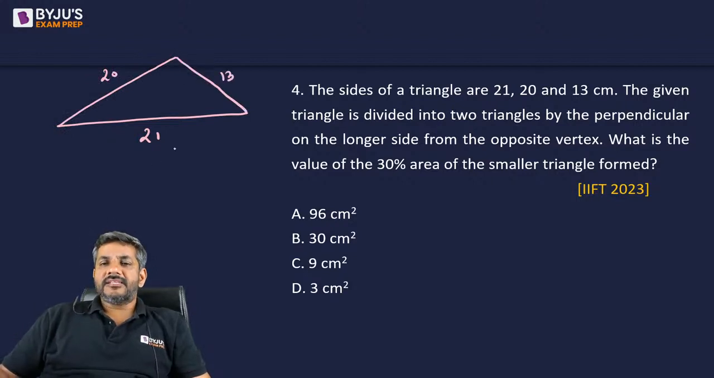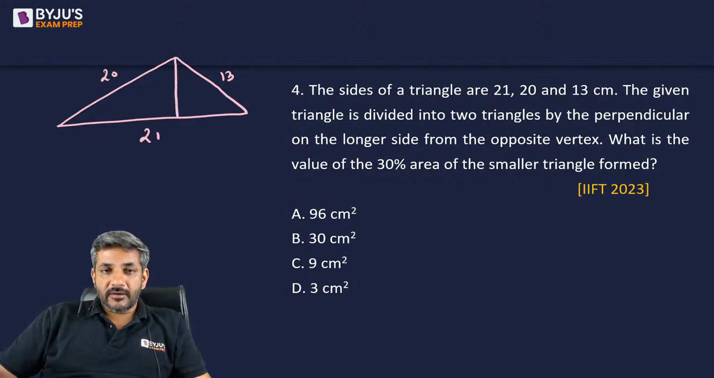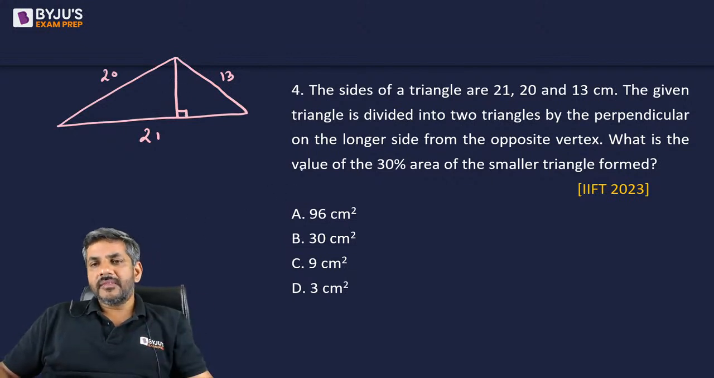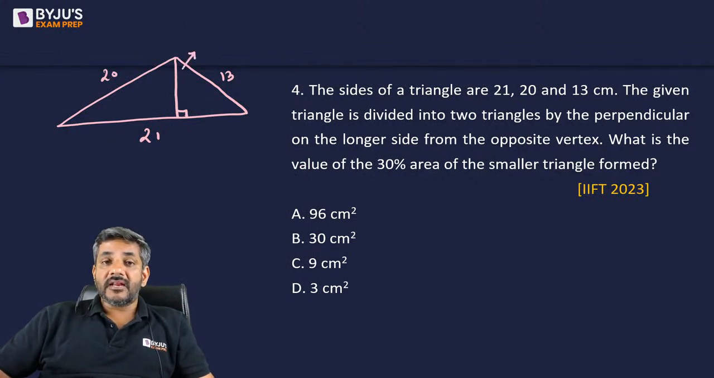He says on the longer side, a perpendicular has been dropped. So let's drop a perpendicular on the longer side. Of course, it is divided into two triangles now. He says, what is the value of the 30% area of this smaller triangle? अब ये छोटे वाली triangle का भी 30% आपसे पूछ रहा है.